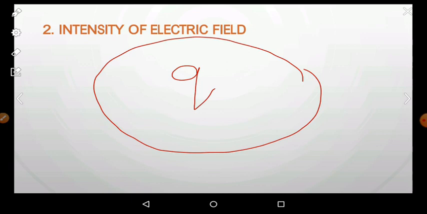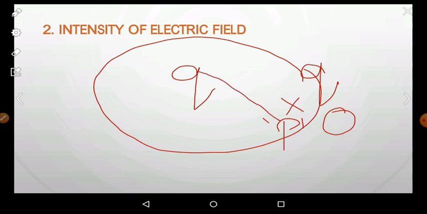Now we are going to calculate how much intensity is developed for the given electric field. Within the electric field only, intensity will be given. You can take any point here. This is the point P, whatever it may be. At this point P, we place another charge Q naught. And the distance between this point and the given charge Q is R. It depends upon the distance also.